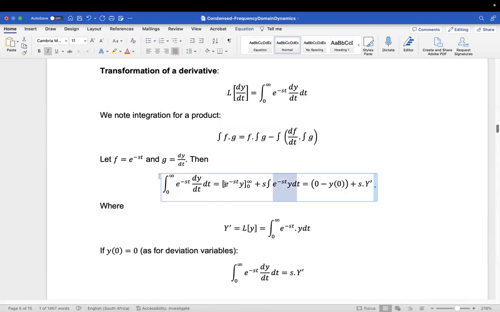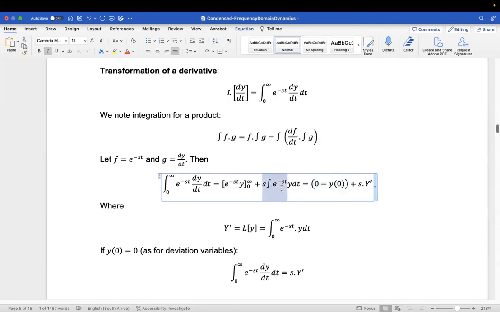And if we look at this first part, we can see e to the minus infinity. Again, that's a 0, so we can ignore that upper limit. And then when we look at the lower limit, when t equals 0, then that's a 1. So that gives us a y at t equals 0 here. So that's from the first term that we get in this integration of products formula.